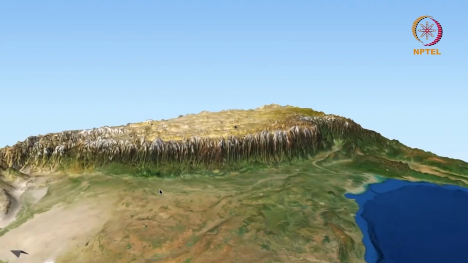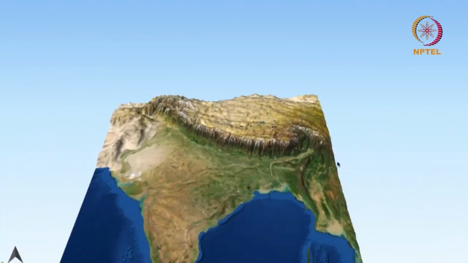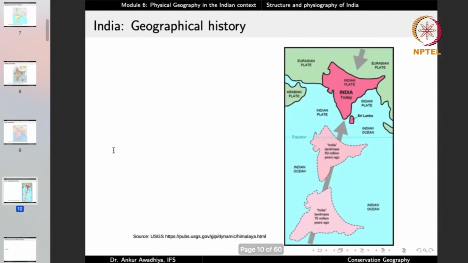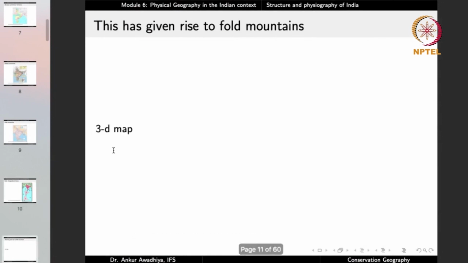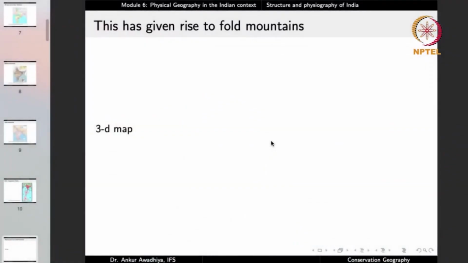So this resulted in the fold mountains. We also have fold mountains here, where the landmass is nearing its edge, and also here. So this collision resulted in the development of fold mountains.